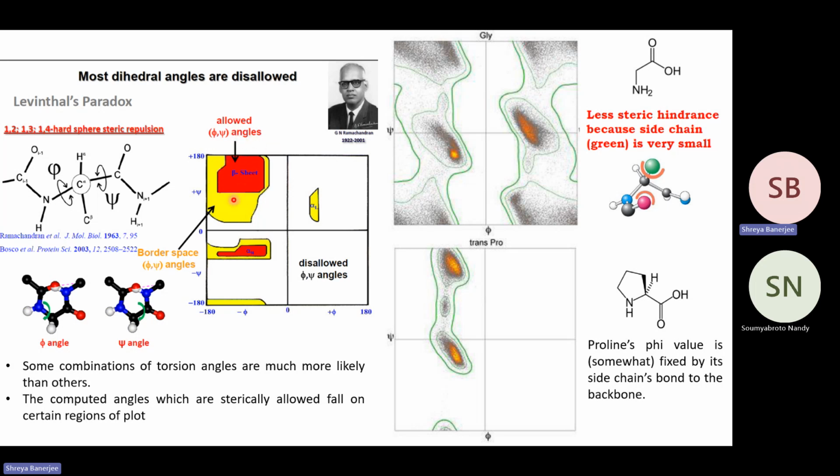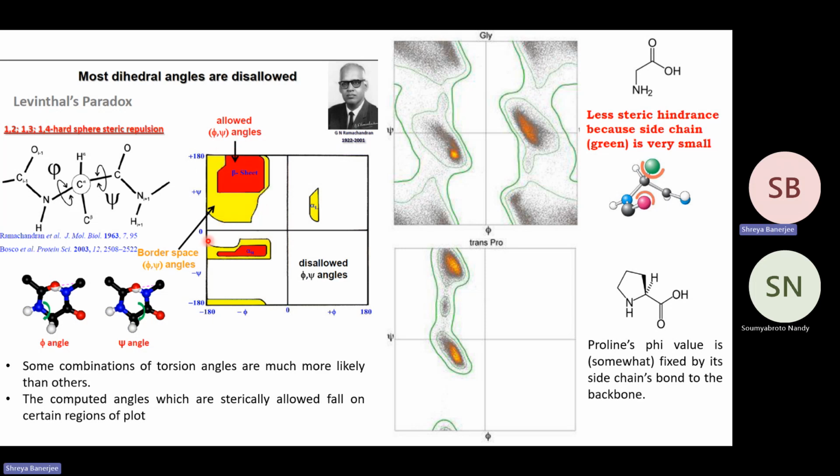That is how Levinthal's paradox was explained. Levinthal's paradox was saying that if all the phi and psi angles had to be sampled, then it would take too long for a protein to fold. What Ramachandran found is that not all phi and psi angles can be sampled because they are not sterically allowed. So the protein only has to sample among the allowed phi and psi angles in order to find the angles where all the interactions are optimized, and that will be the native state of the protein.